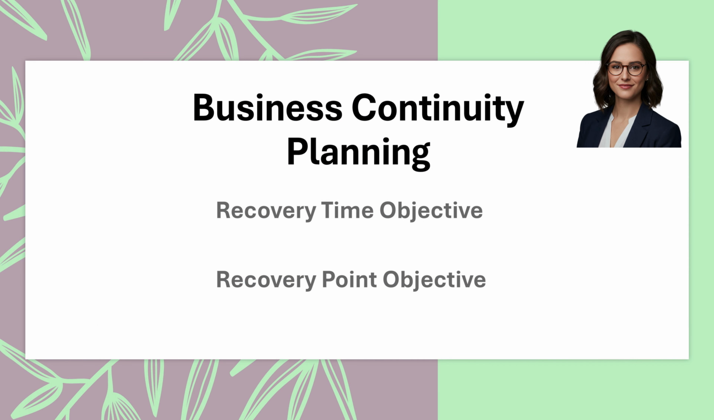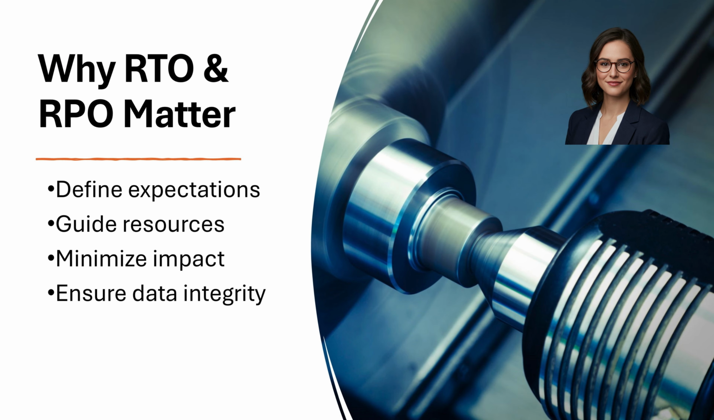Hello again and welcome. In our Business Continuity Planning (BCP) series, we've laid the groundwork by understanding BCP, launching a project, conducting a BIA, and identifying critical processes. Now we're going to focus on two crucial metrics that guide your recovery efforts: recovery time objective, RTO, and recovery point objective, RPO. Defining clear and realistic RTO and RPO values is absolutely critical for effective business continuity. These metrics set expectations for recovery speed and data loss tolerance, guide your resource allocation during an incident, and ultimately help minimize the impact of disruptions on your business and ensure data integrity.